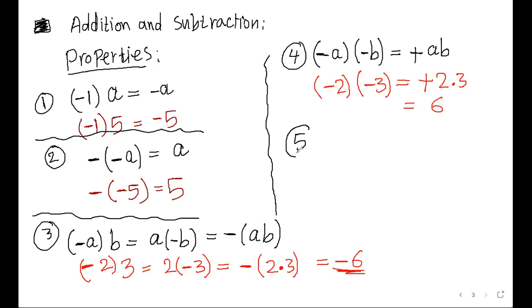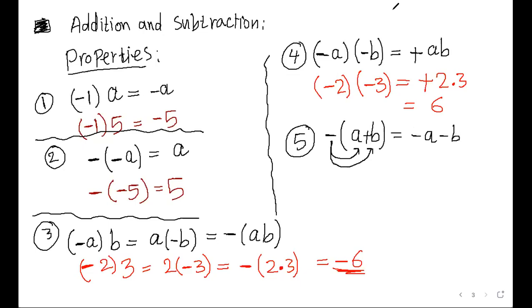Number 5. If I have, for example, minus outside the parentheses, a plus b, I have two positive numbers. Then this equals, I can distribute the minus inside. So it will be like minus a minus b.